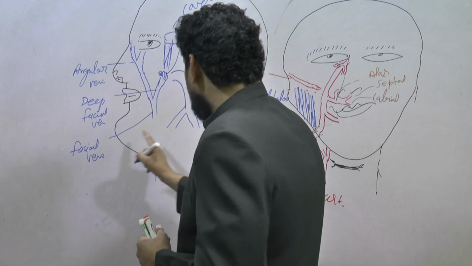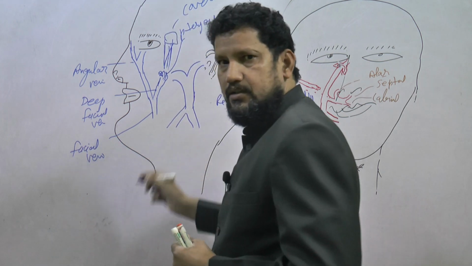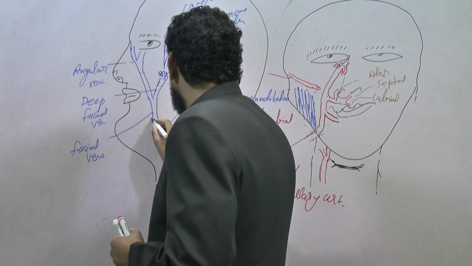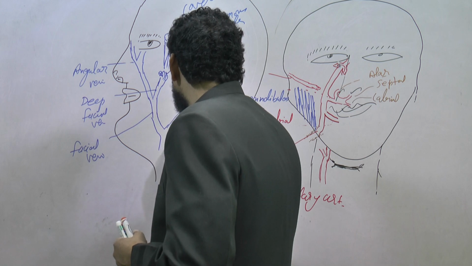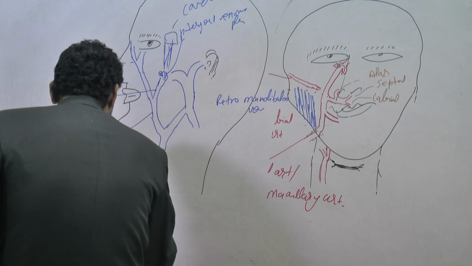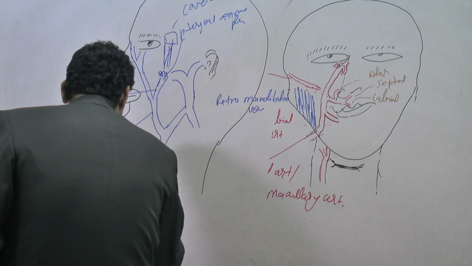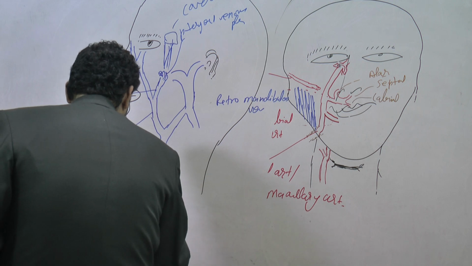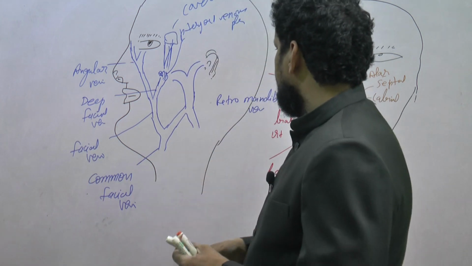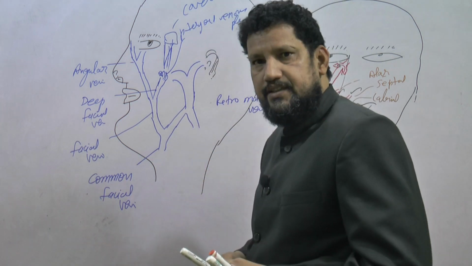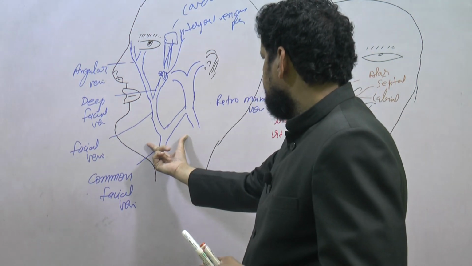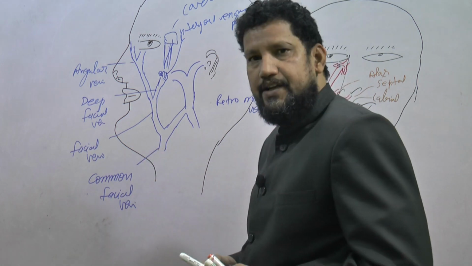Now this facial vein and this anterior division of the retromandibular vein are joining each other to form the common facial vein. This common facial vein will descend downward and drain into the internal jugular vein. So the common facial vein is finally draining its blood in the internal jugular vein.